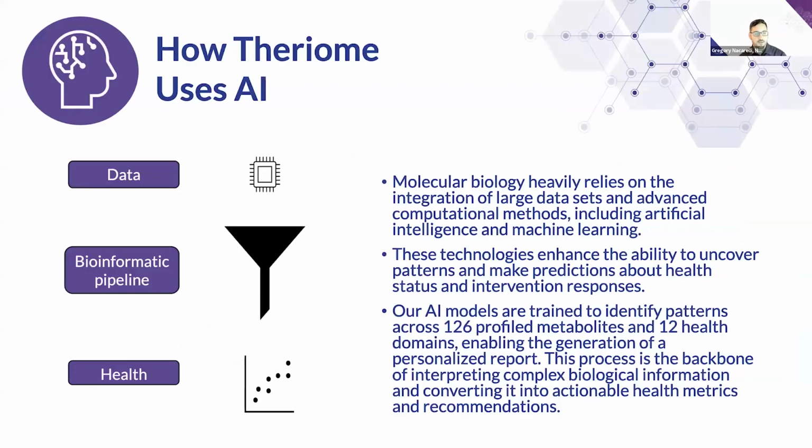So how does Theriome use AI? One, we have the data. We're using molecular biology techniques to get the data. We're using artificial intelligence and machine learning to help create the data. We have a bioinformatics pipeline where we push the data through. And then we train AI models to identify patterns across our 126 profiled metabolites. We have 12 health domains that we look at to create a personalized report. This is essentially the backbone of interpreting complex biological information and converting it into actionable health metrics and recommendations.